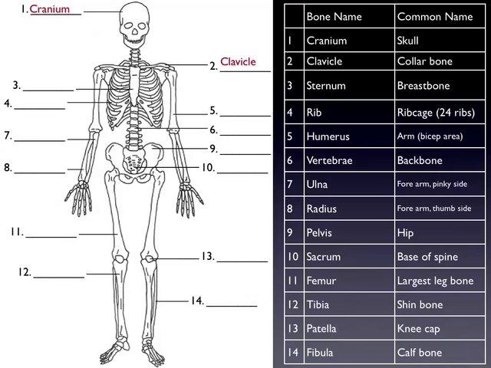A clavicle is a common fracture. Sometimes when people fall, they may fracture their clavicle. If they catch themselves on their arms, the impact can sometimes break the collarbone, or clavicle. The breastbone, a thick, hard bone right in the center of your chest, is the sternum.